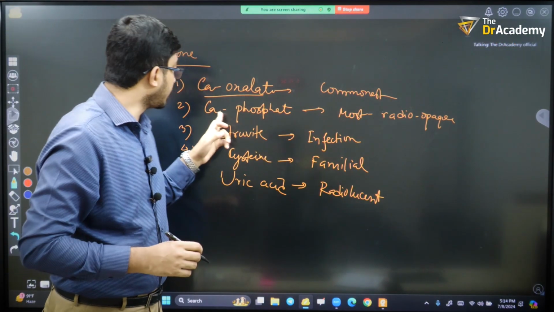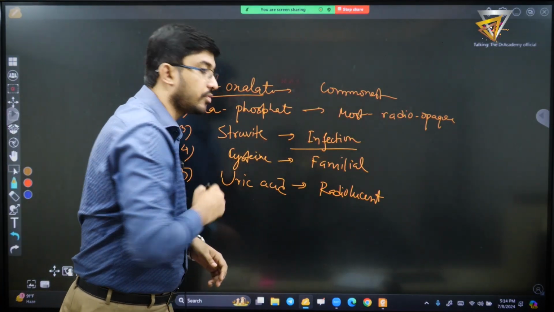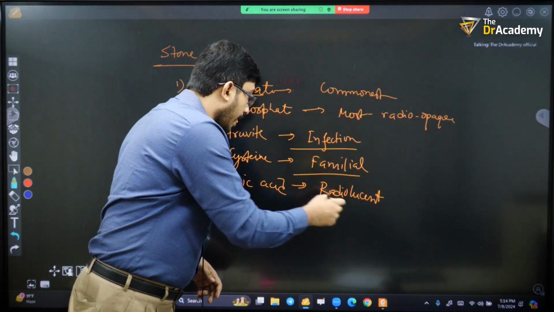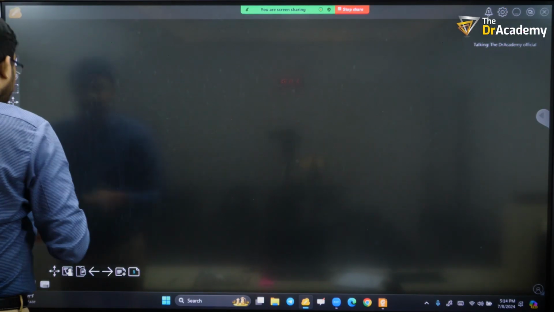Calcium oxalate, the commonest one. Calcium phosphate, most radio-opaque. Struvite, related with infection with E. coli, Proteus, Klebsiella. Cystine stone is familial, and uric acid is radiolucent. So what are the treatment options of the stones?